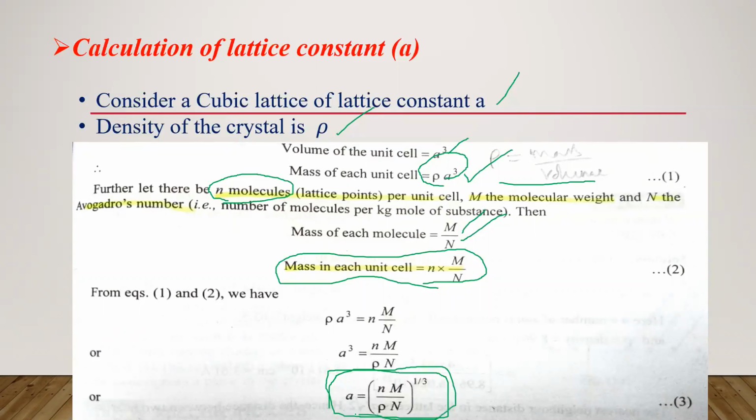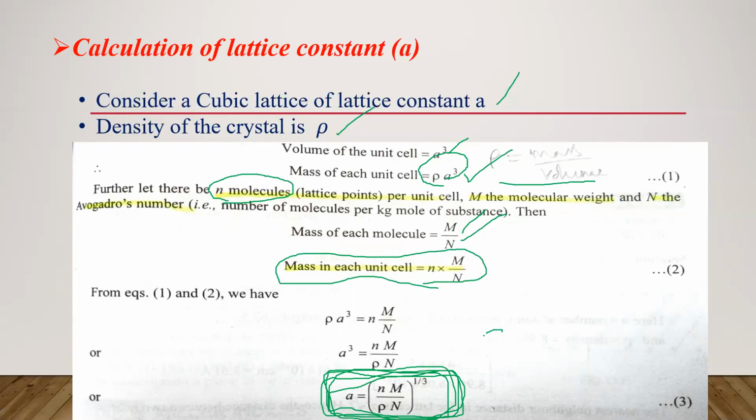There will be problems coming from this formula. They will ask you to calculate the lattice parameter of a simple cubic crystal system when given the molecular weight and the density of the unit cell. We can easily identify what n is: the number of lattice points per unit cell, as I told you. Now for a simple cubic, how many lattice points are there per unit cell?